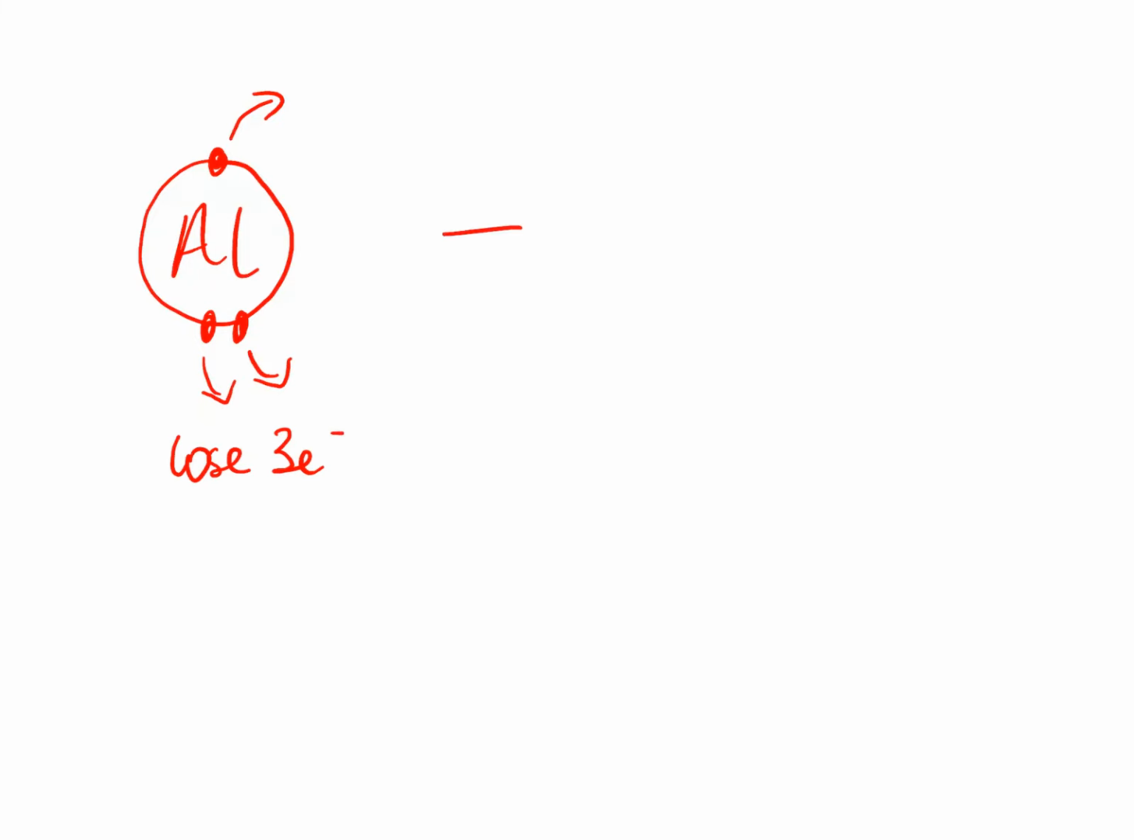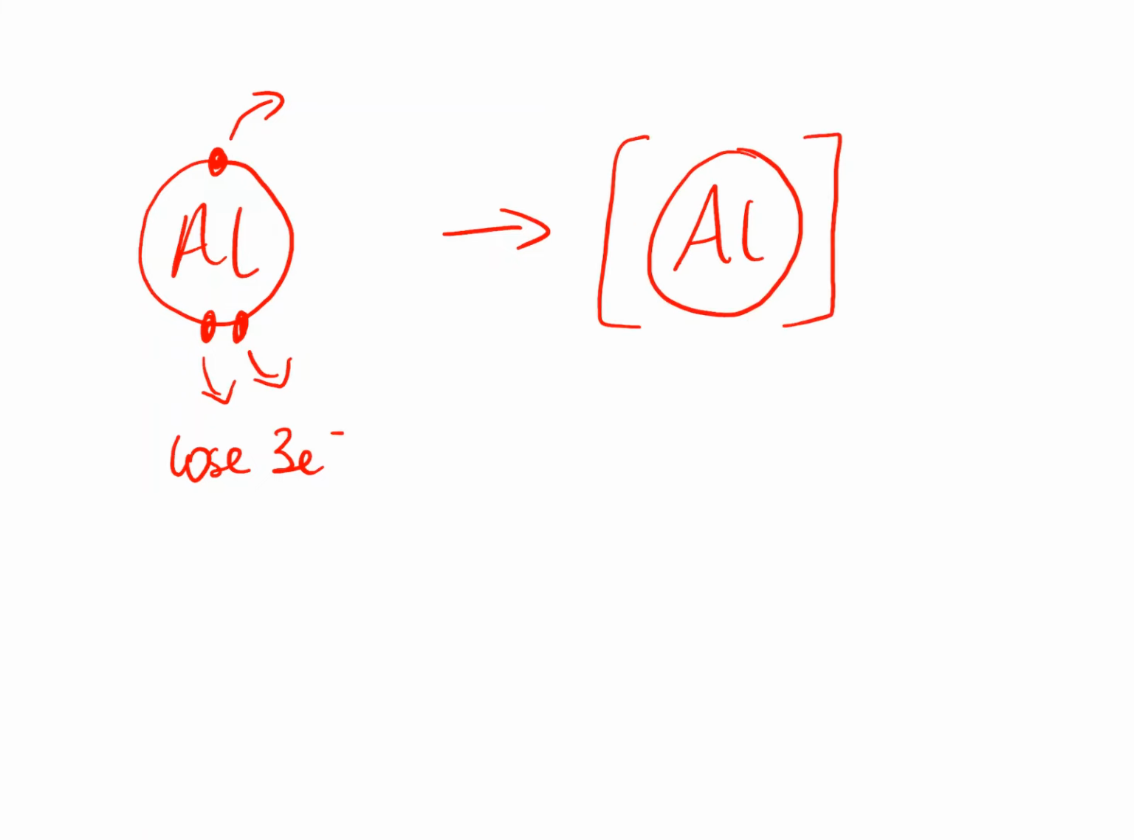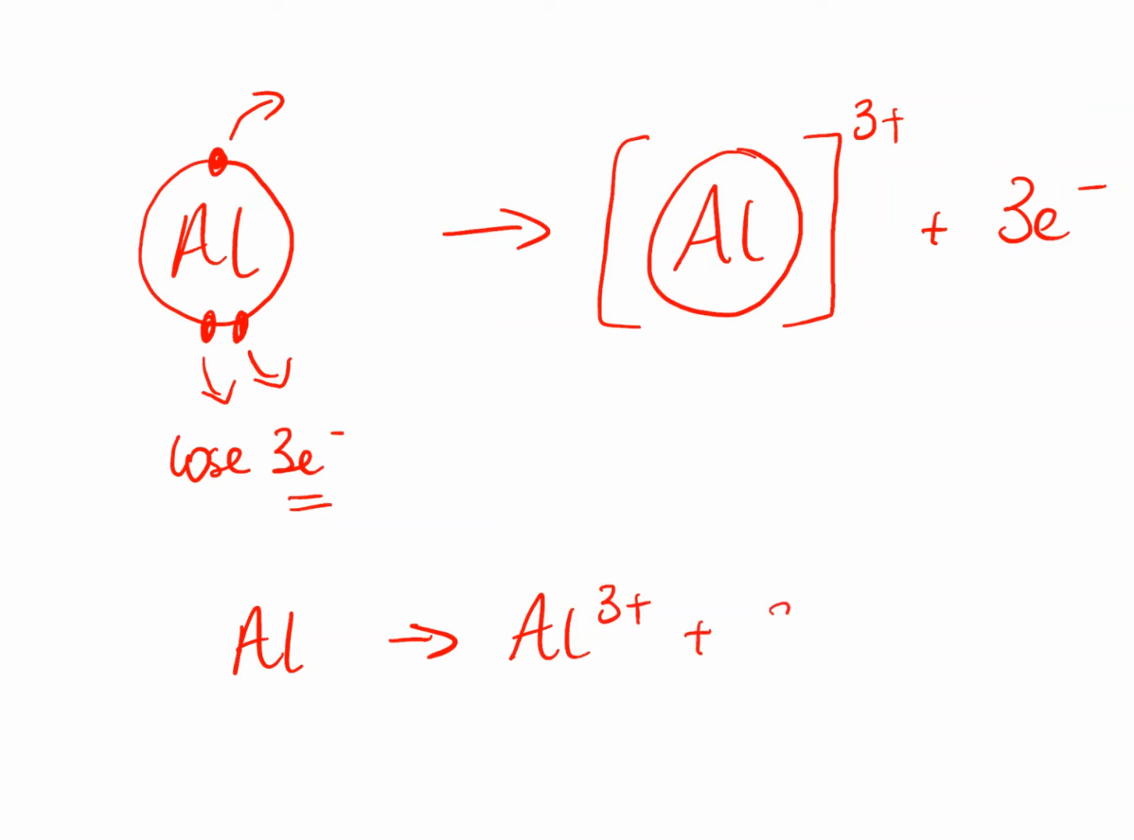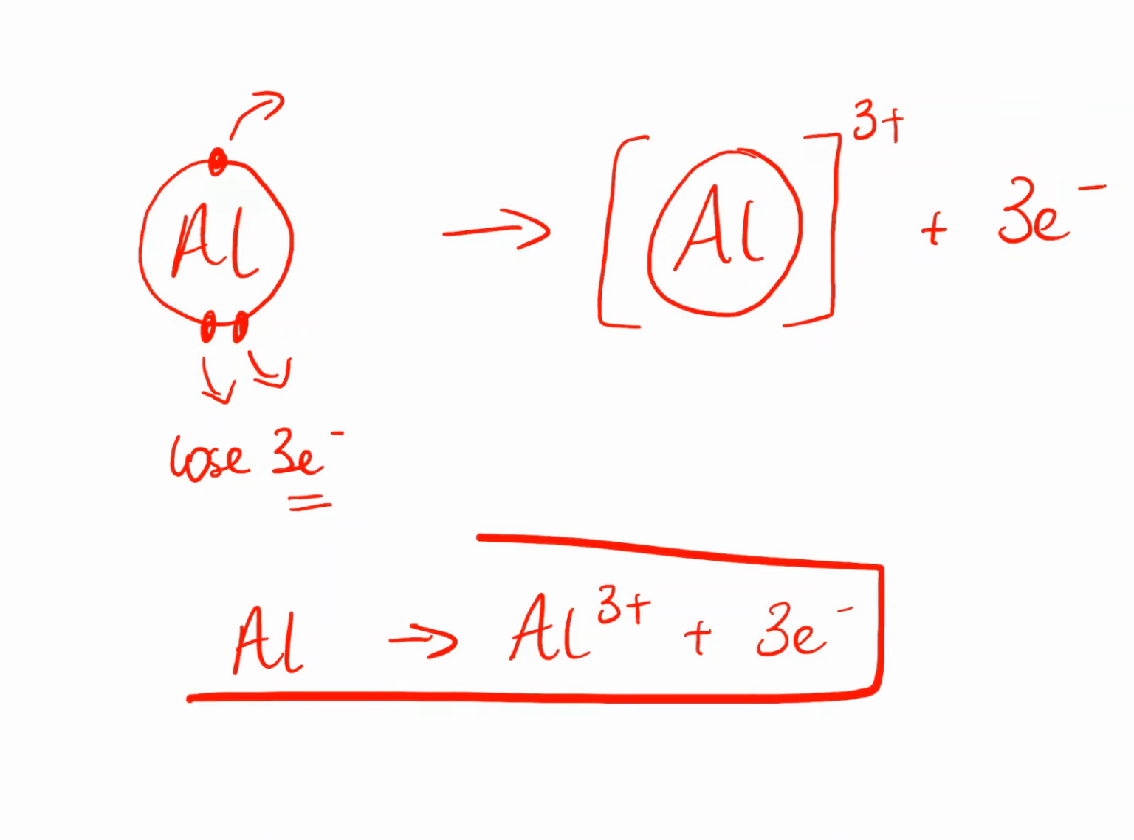Now to give another example, if we start off with an aluminium atom, which is in group 3 and so has 3 outer shell electrons, if this was forming an ion, it would need to lose all 3 of those electrons. And what it would form is the aluminium ion with an empty outer shell. It would have a 3+ charge because it's lost 3 negative electrons, and we show those 3 electrons on the side there. That is our half equation, but we would just write it without all of the ion diagrams, and so the half equation would be that.